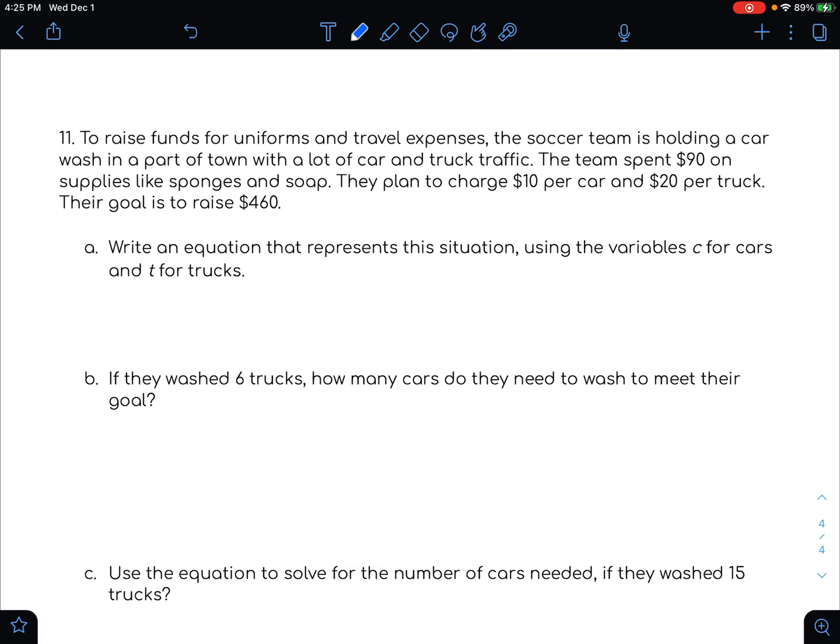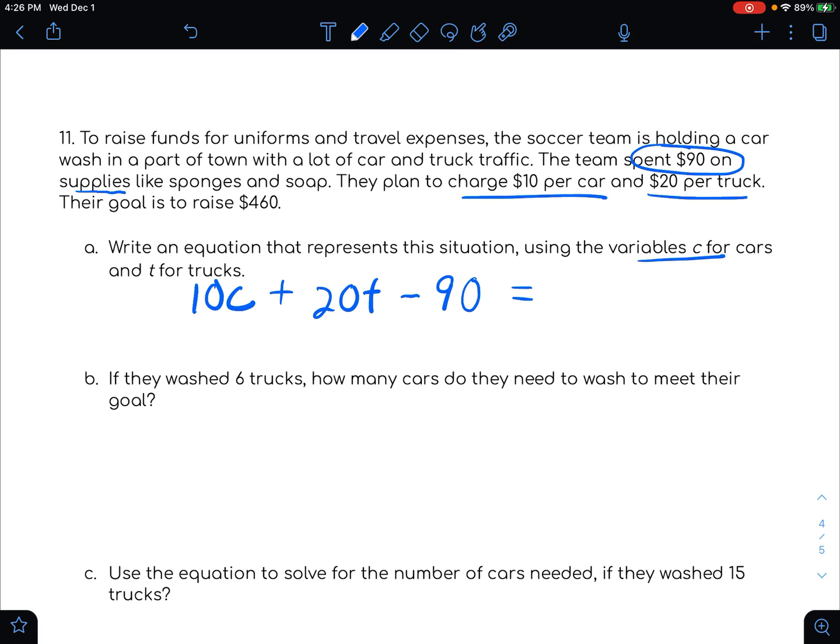Okay, so they are going to need to charge $10 per car, so 10C, plus they're going to charge $20 per truck, so 20T. Do you notice, though, there are also a couple other things in here? They spent $90 on supplies. So think about what that means. That means their total profit will not be the total amount here. They have to subtract off the $90 that they already spent, and we want to raise a total of $460.